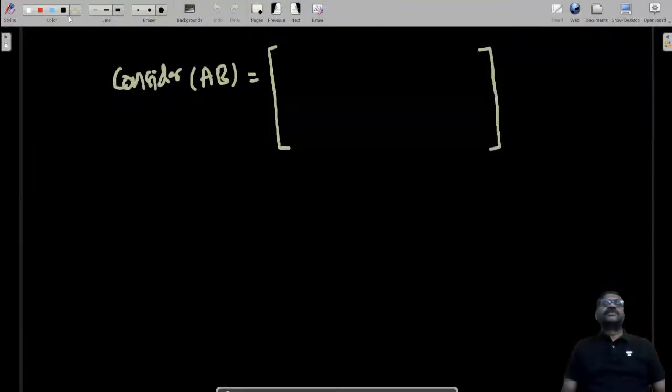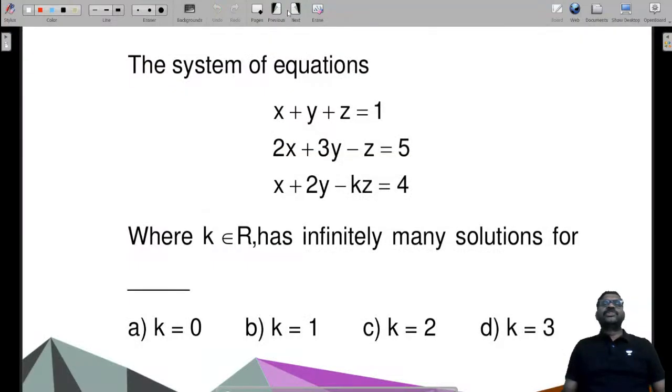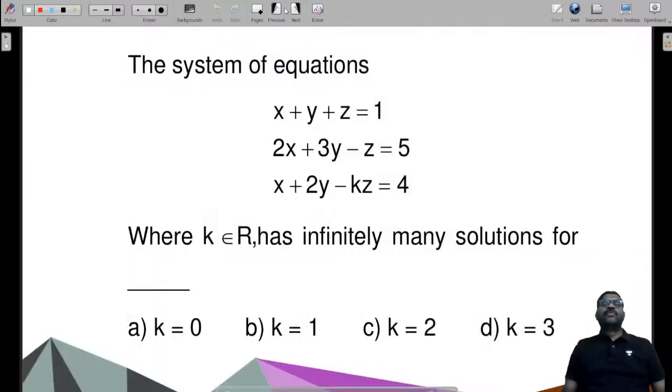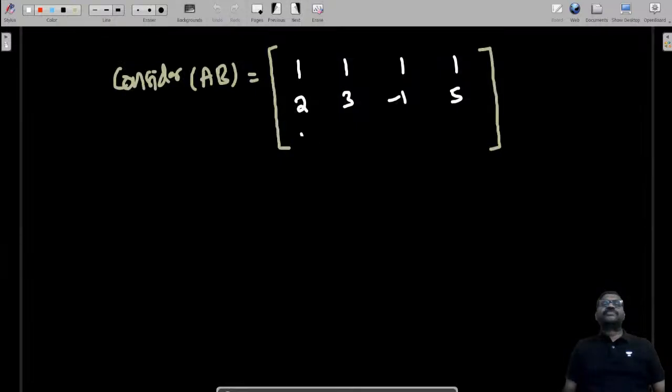One, one, one, one. 2, 3, minus 1, 5. 1, 2, minus k, 4. Now, R2 minus 2 times of R1. R3 minus R1.